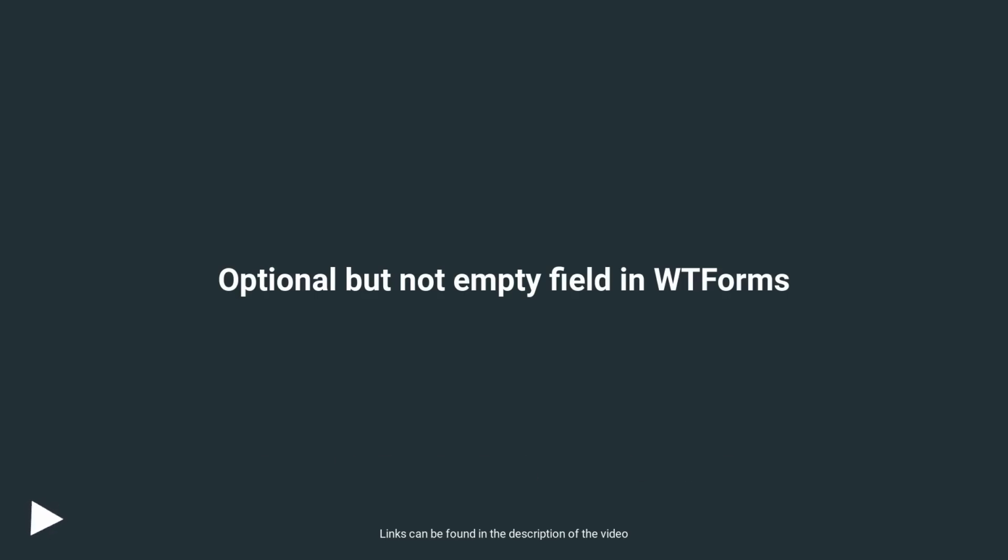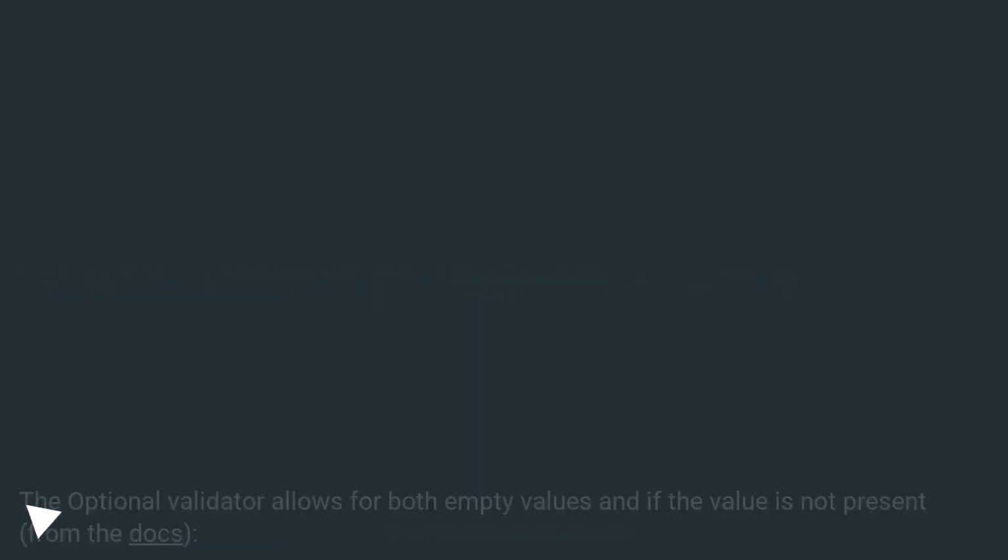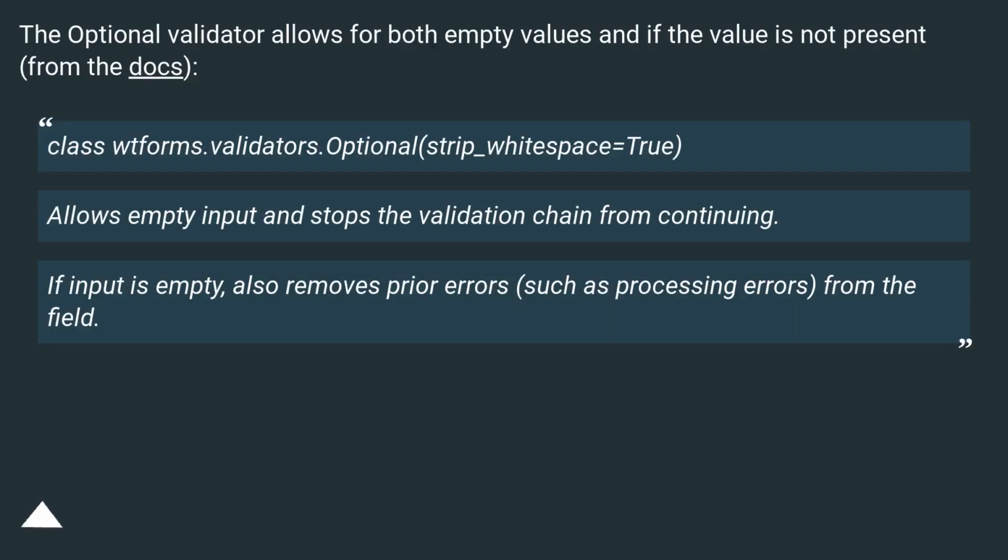Optional but not empty field in WTForms. The optional validator allows for both empty values and if the value is not present, from the docs. Class wtforms.validators.Optional(strip_whitespace=True) allows empty input and stops the validation chain from continuing. If input is empty, also removes prior errors, such as processing errors, from the field.